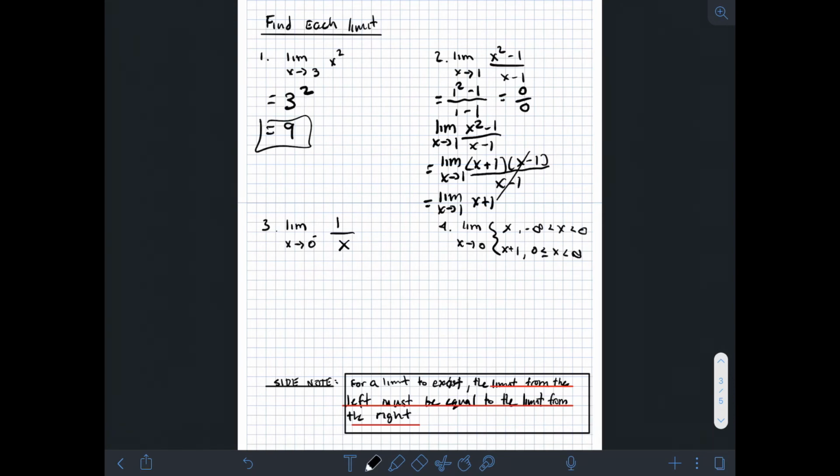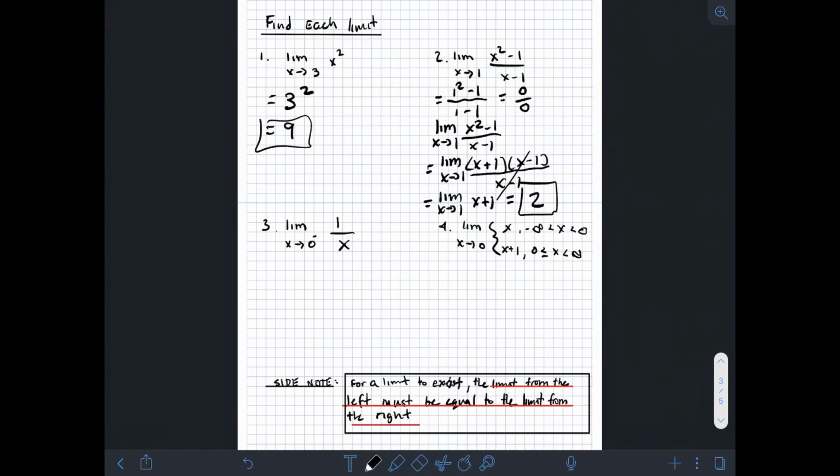Now I'm running a little bit out of space here, but we see that when we plug in 1, we get the answer to be 2. Therefore, the limit as x approaches 1 of x squared minus 1 over x minus 1 is 2. For 3, this one is slightly different. We haven't really seen something like this before. When you see a negative sign over the number we're approaching, it means to approach from the left. If it were positive, it would mean approach from the right.